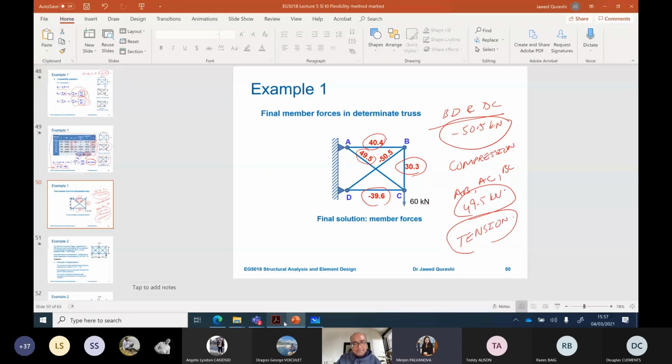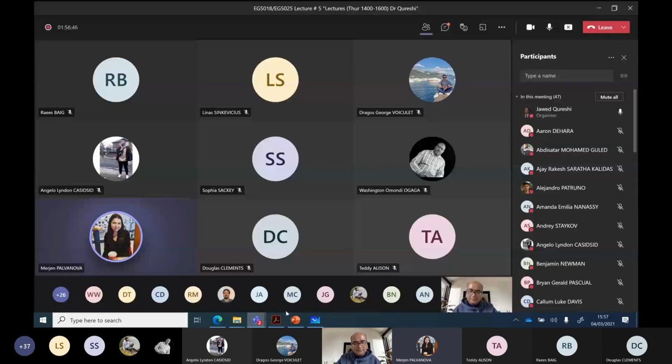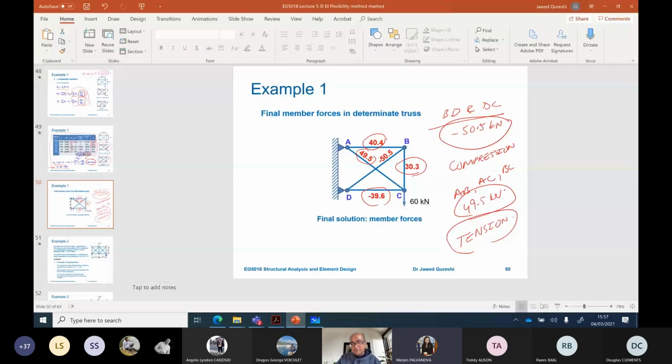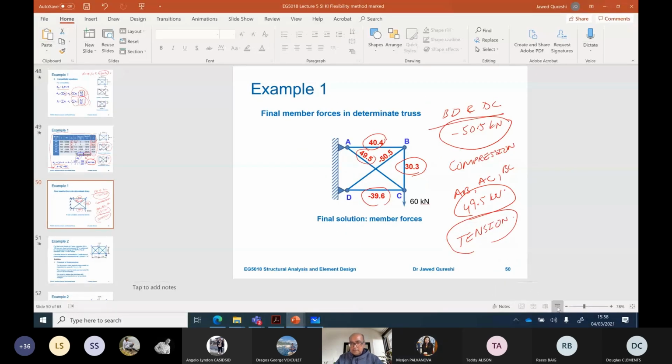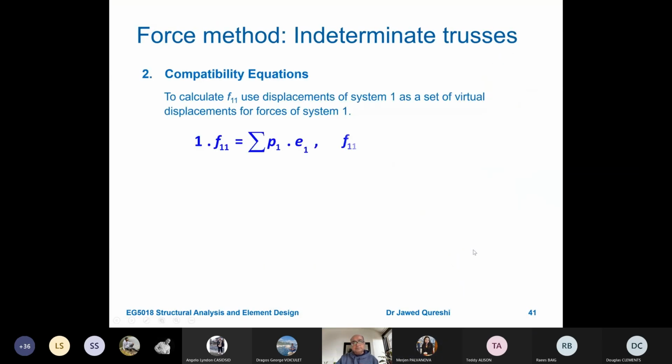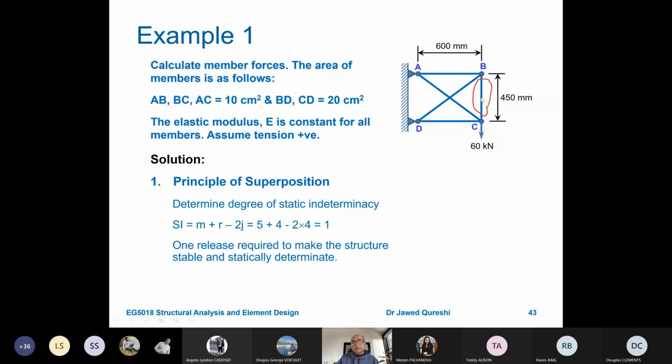Dr. Qureshi, can we go back to the problem, the solution, please? Yes. I just wanted to understand what you did. So you didn't eliminate any members physically. You determined the force. Yes. I did not eliminate any members. For analyzing the structure, I removed this member and then I applied a unit load to this member.